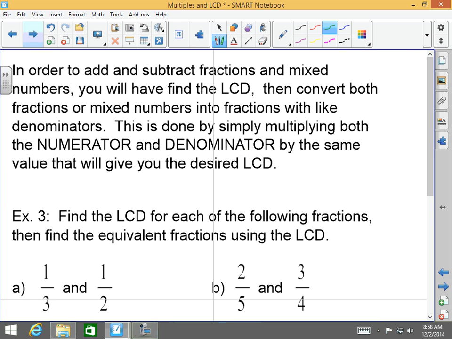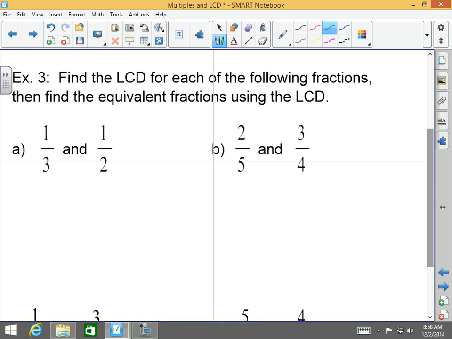Now, I already went ahead a little bit. In order to add or subtract fractions and mixed numbers, you will have to find the LCD. Then convert both fractions or mixed numbers into fractions with like denominators. This is done by simply multiplying both the numerator and denominator by the same value that will give you the desired LCD. So let's practice. Find the LCD for each of the following fractions, then find the equivalent fractions using the LCD.